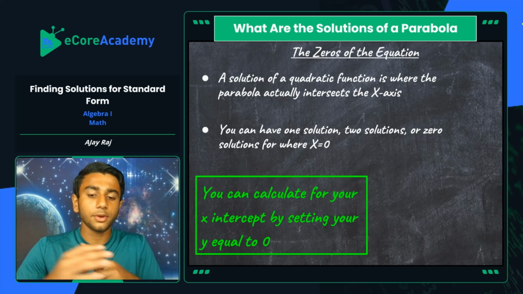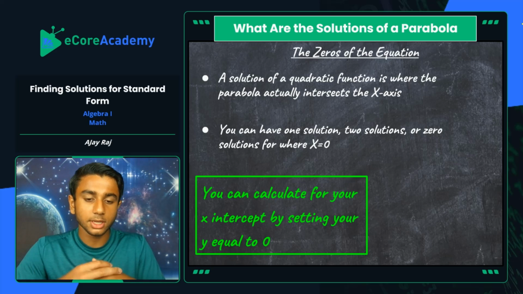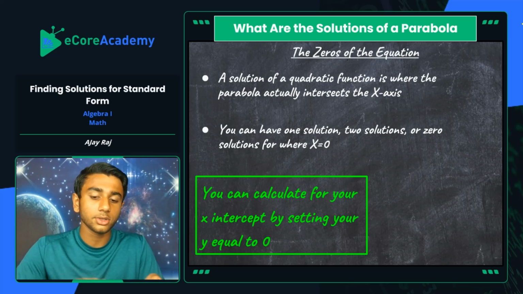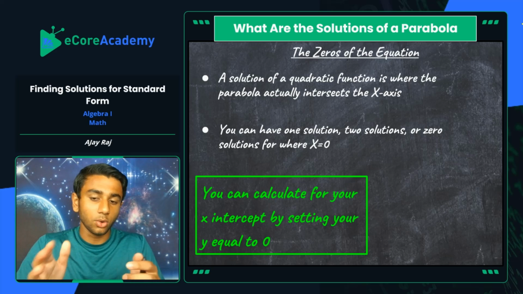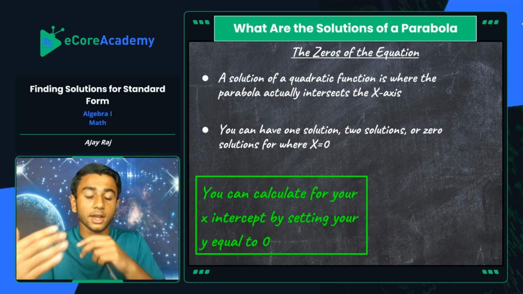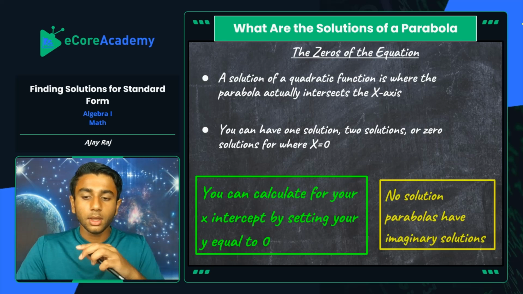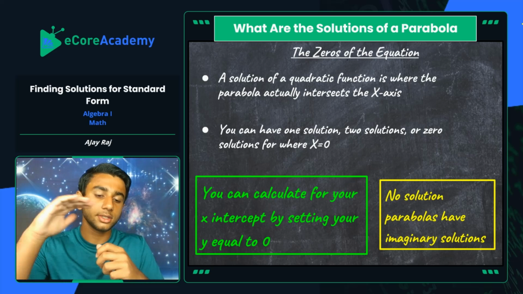You can calculate your x-intercept by setting your y equal to 0. Remember how I talked about how whenever y is 0, that's when you find your x-intercept, and vice versa: when x is 0, you find your y-intercept. So you set y equal to 0 in your equation. That's how we get the whole equation of ax squared plus bx plus c equals 0 to try and find the solution. And no-solution parabolas, essentially the parabolas that are above the x-axis, never touch it.